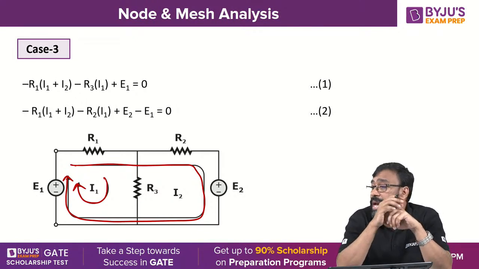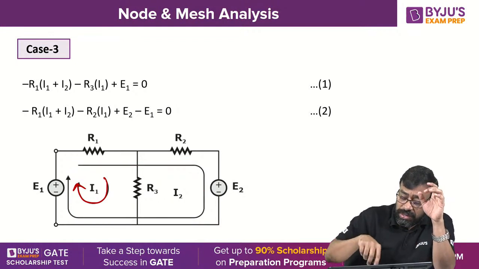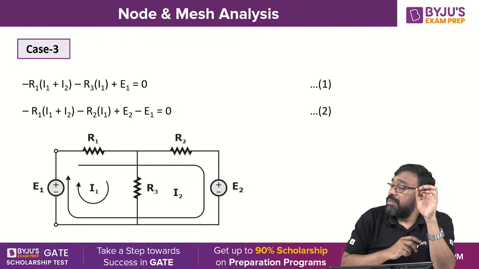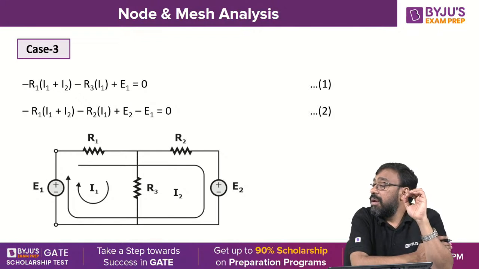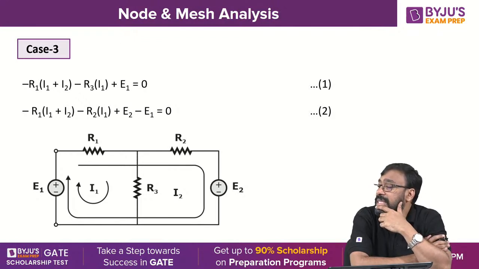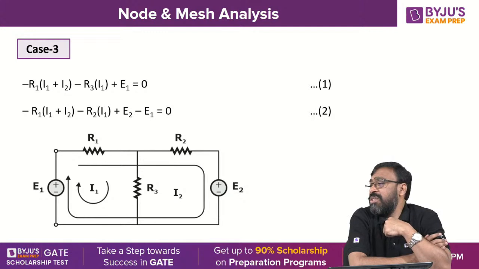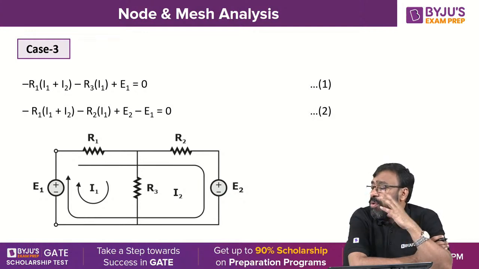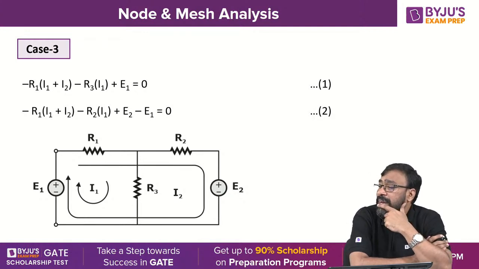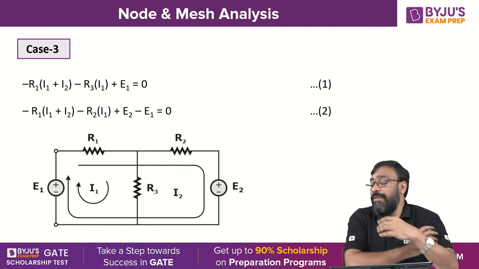Yes, correct. According to the representation given here, what about R3? Chandu, can you please answer it? Ashok gave the answer, that is both. Chandu, tell me. Does R3 belong to the first loop, the second loop, only the first loop, or both first and second loop? Tell me quickly. R3 only loop 1. Very good.